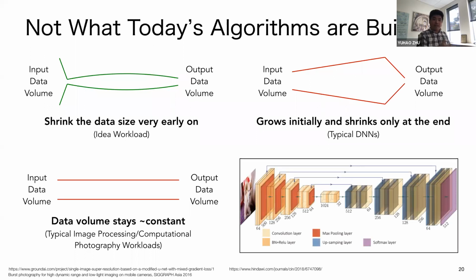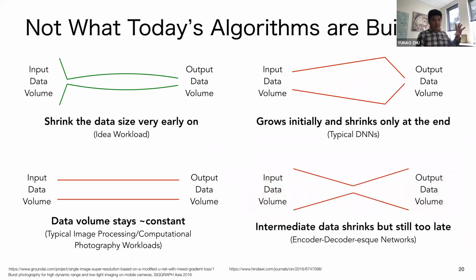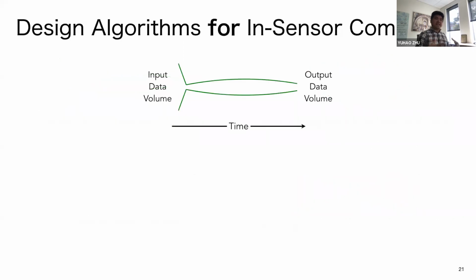If you look at autoencoder, encoder-decoder architectures, the data volume does shrink in the encoder layers, but the data volume shrinks too slow or too late. It takes a non-trivial amount of computation to shrink the data, right? So that's too late. And if you were to push this into the sensor, you would have to push all the encoder layers into the sensor. That would be inefficient as well. So the moral of the story here is that we can't just take one of the existing algorithms and push it into the sensor. What we have to do is design algorithms for in-sensor computing.